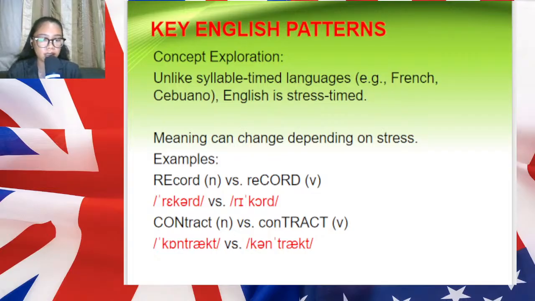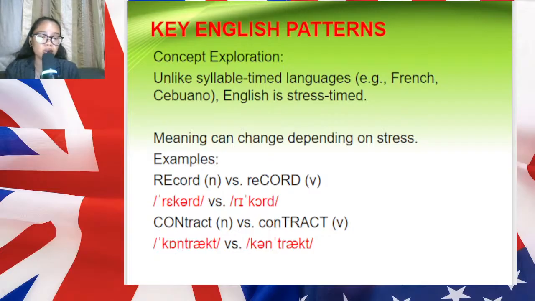If I say record, with a stress on the first syllable, I'm talking about a thing, which is a noun. For example, I listen to a vinyl record. But if I say record with a stress on the second syllable, it becomes a verb. Like I'm going to record a video. Okay? Same with the word contract.